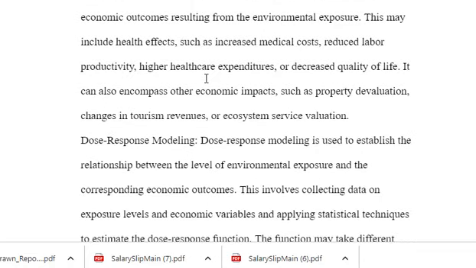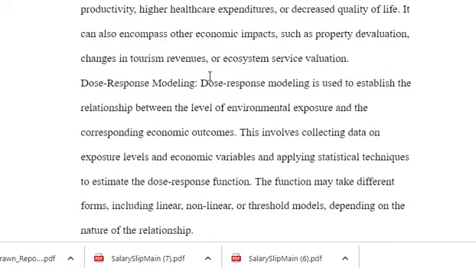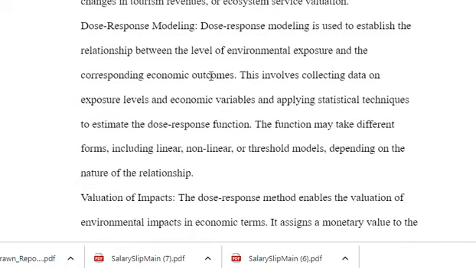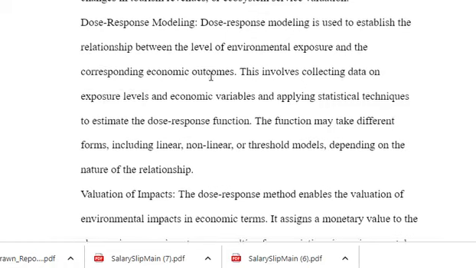Then dose response modeling. Dose response modeling is used to establish the relationship between levels of environmental exposure and the corresponding economic outcome. This involves collecting data on exposure levels and economic variables and applying statistical techniques to estimate the dose response function. The function may take different forms including linear, nonlinear, or threshold models depending on the nature of the relationship.